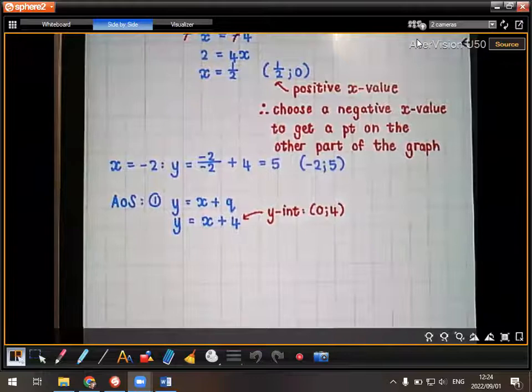We know how to draw straight lines, right? We just did at the beginning of this section. That is a straight line. We're going to have a y-intercept of 4. Is that enough to draw the graph? What else do I need?